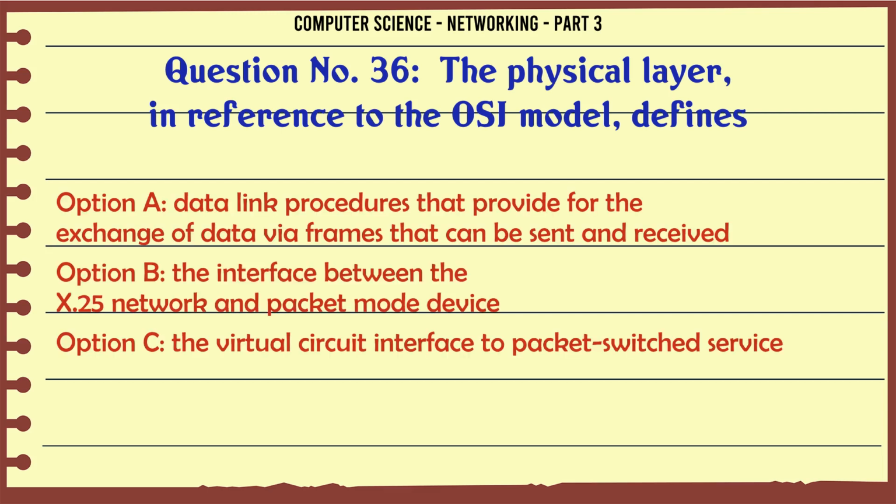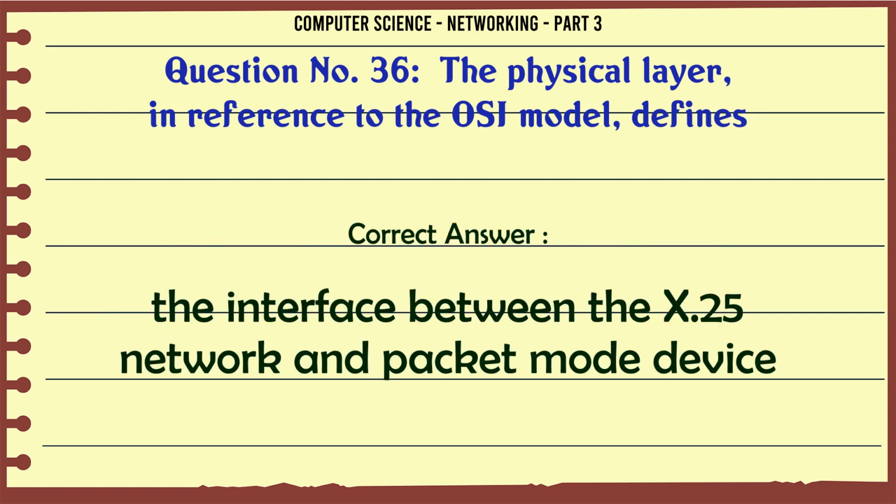A. Data link procedures that provide for the exchange of data via frames that can be sent and received. B. The interface between the X.25 network and packet mode device. C. The virtual circuit interface to packet switched service. D. All of the above. The correct answer is the interface between the X.25 network and packet mode device.